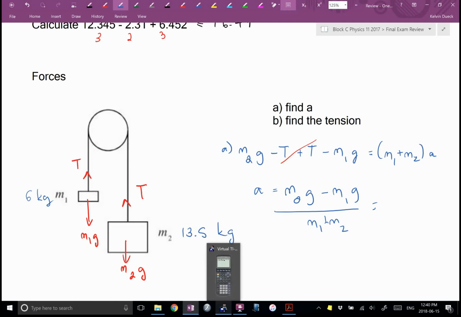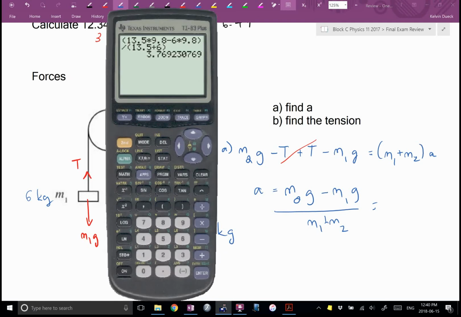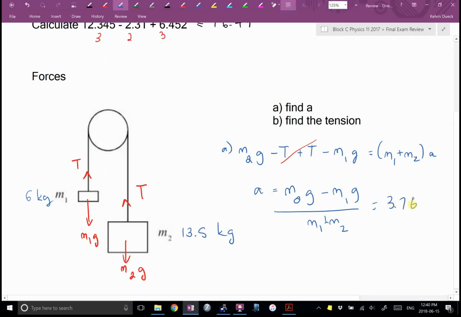What'd you get for the acceleration? 3.77? No, yes? Need some confirmation? Okay. 3.769 meters per second squared.